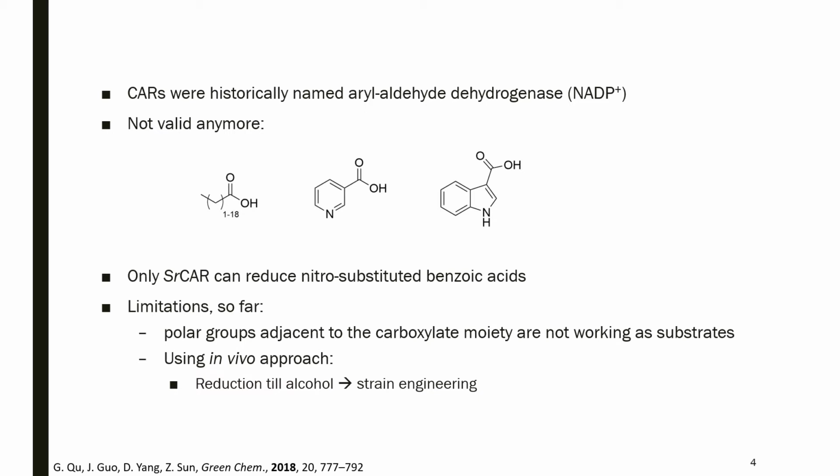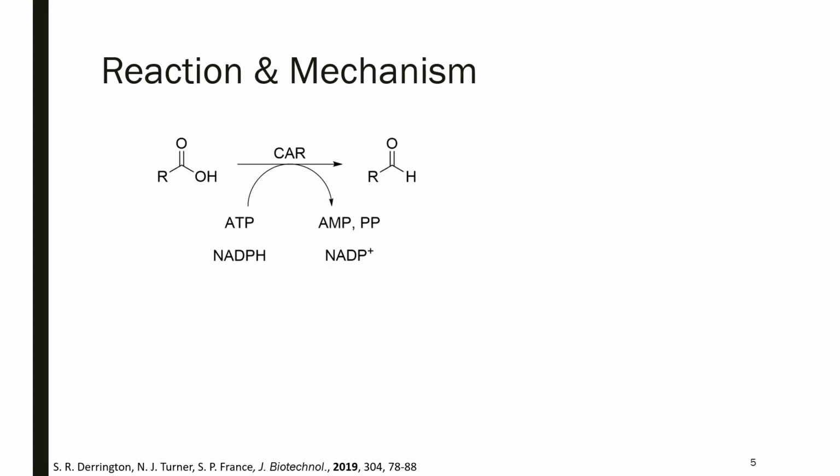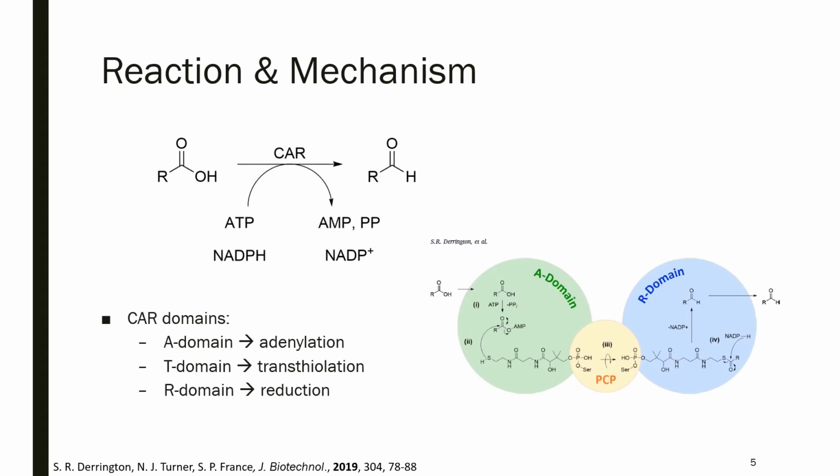Now let's go to the biocatalytic mechanism of this enzyme. If you look at the scheme, the whole reaction looks quite simple. We just need a carboxylic acid, our enzyme, we put in cofactors ATP and NADPH, and we get our aldehyde. But actually, to perform this kind of reaction, the enzyme needs 3 different domains. The first domain is called the A domain, where the adenylation step is performed. The second one is the T domain, where the thiolation is performed, and the last domain, the R domain, is finally there to reduce the intermediate to get our aldehyde.